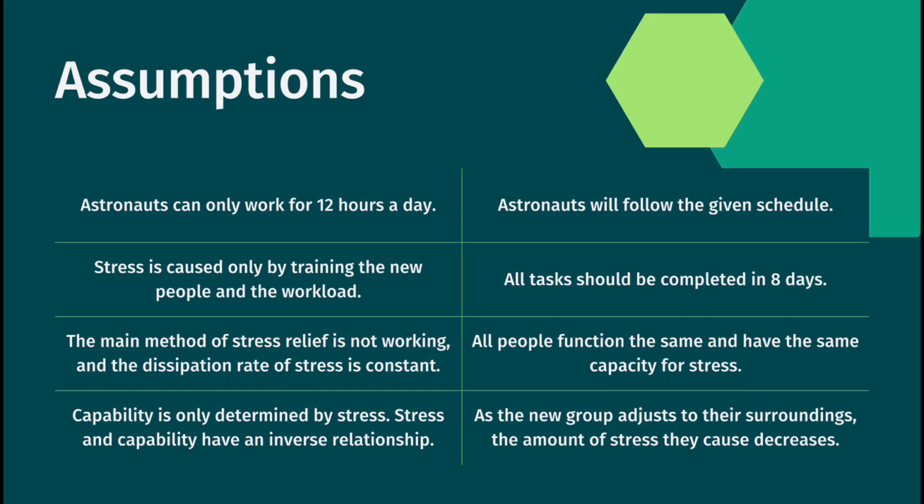We assumed that the capability at the given moment was only determined by stress, and that stress and capability have an inverse relationship. This assumption is based off the logic that the more stressed someone is, the more they overthink and the less they can get done, so they are less capable. We also assumed astronauts will follow the given schedule. They're all trying to do the work when they are supposed to and not trying to work instead of sleep or some other variation.